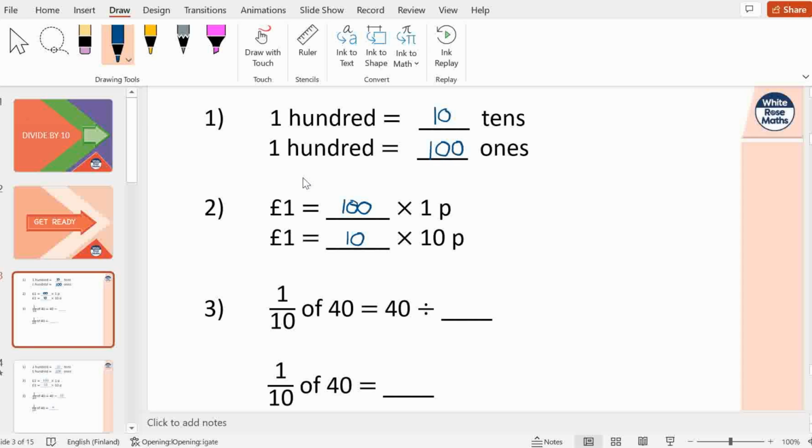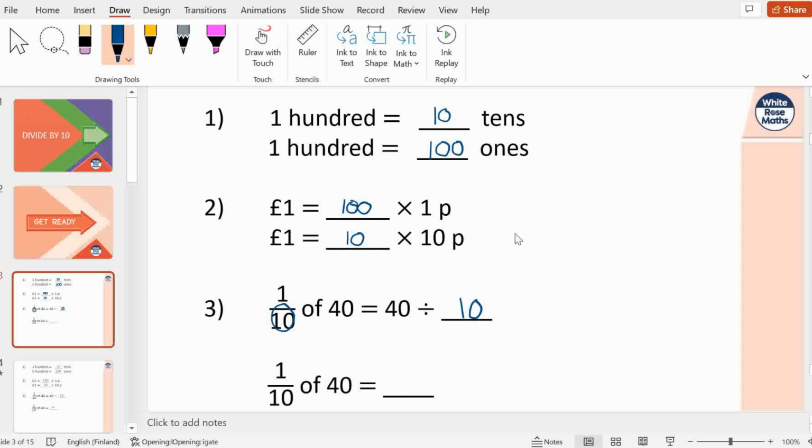Okay, so now 1/10 of 40. Okay, that might be tricky. So 1/10 means you have to divide by this number. Yeah? So if it's 1/2, for instance, and you have 10, you have to divide by 2, which equals 5. Half of 10 is 5. So here, what do you have to divide by? 10, that's right.